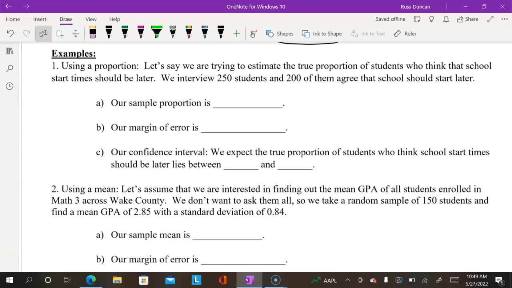So let's say we're trying to estimate the true proportion of students who think that school start time should be later. So we interview 250, okay, and 200 of them agree we should start later. So our sample proportion is 200 over 250, or let's make it into a decimal, 0.8 or 80%. Okay, so we have to find our margin of error.